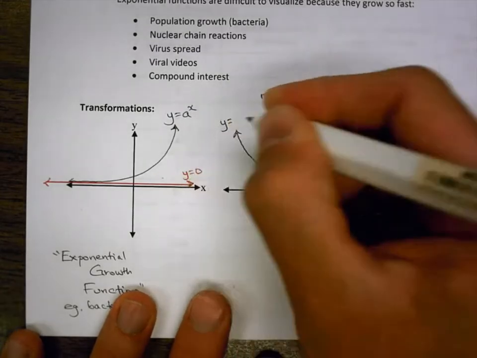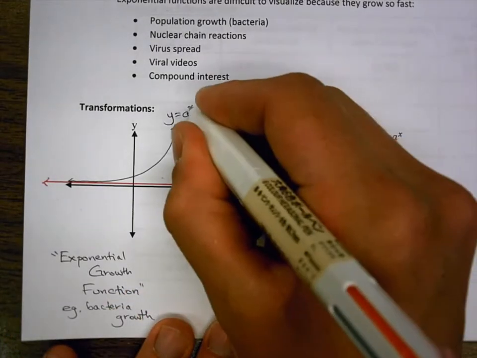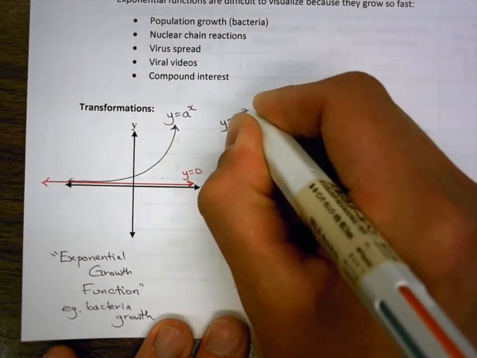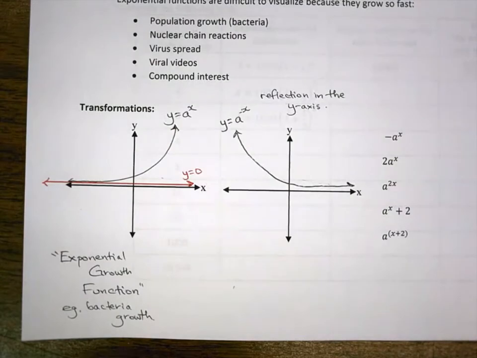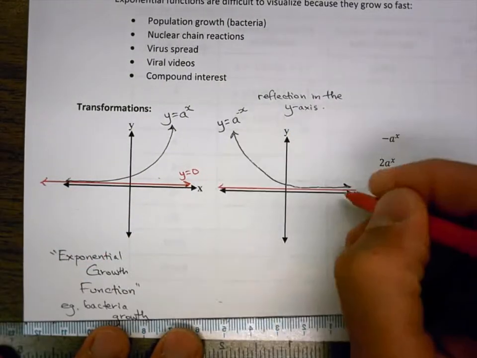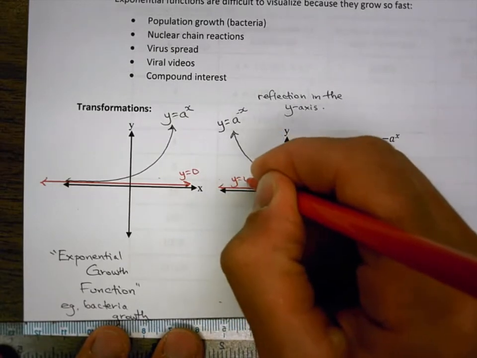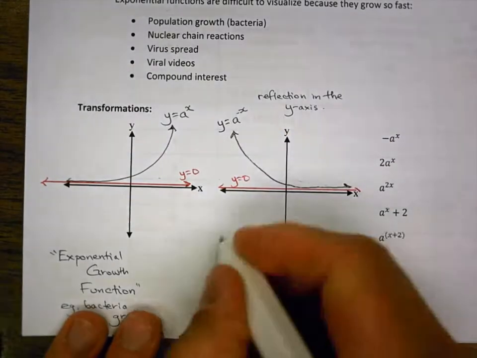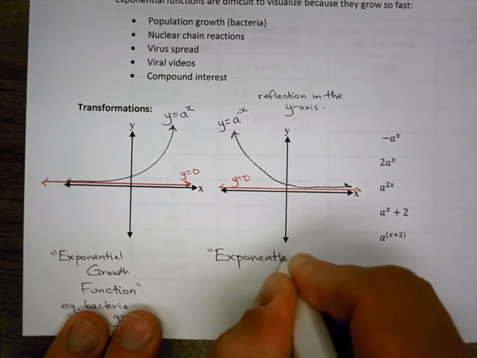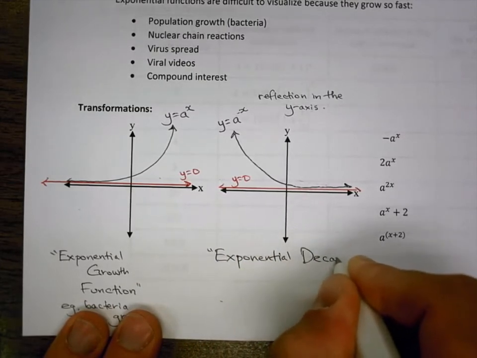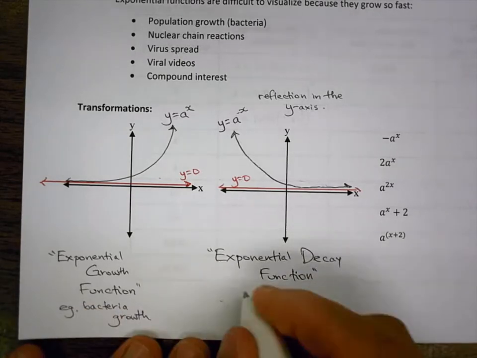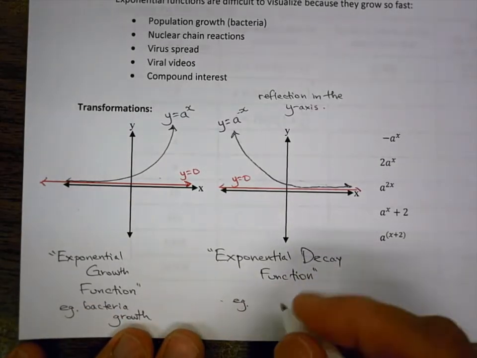And the reflection in the y-axis, if you remember, that means I have to sub in a negative inside my bracket, so I have a to the negative x. Same asymptote. You might hear of this one in science. This is the exponential decay function. Example you've probably heard of.